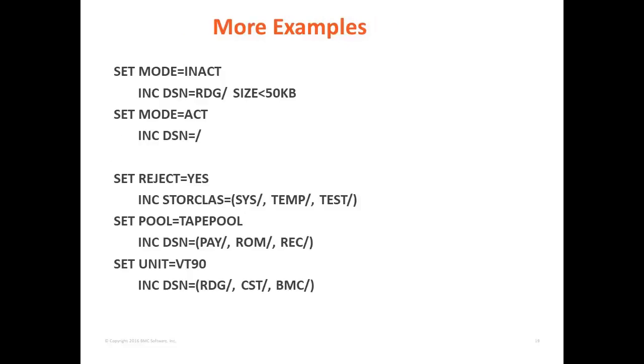Another example, we will not include any datasets that start with RDG and are of a size less than 50 KBs. All other datasets are eligible. The other set statement rejects storage class that begins with sys, temp, or test. Datasets that start with pay, rom, or rec will get allocated to the tape pool. Datasets beginning with RDG, CST, or BMC will depend on if VT90 is assigned.